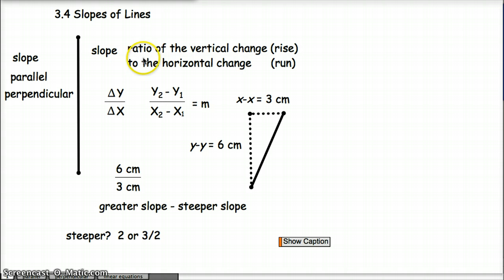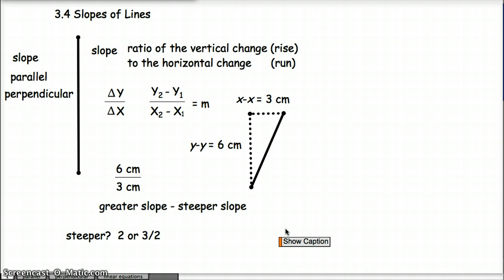Okay. The slope formula, of course, is y2 minus y1. That's how you get that change. And then that's divided by x2 minus x1. That equals the slope. In this case, if I subtract the two y's, I'm going to get a 6. And if I subtract the two x's, I'm going to get a 3. I put the 6 over 3, and I end up with 2.